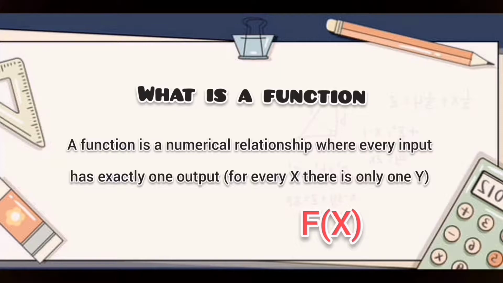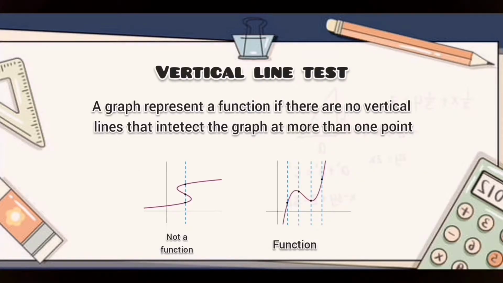So the symbol of a function is f of x, and there is a way to tell if something is a function, which is the vertical line test. The vertical line test says a graph represents a function if there is no vertical line that intersects the graph at more than one point. So as I said earlier, for every x there is only one y, which means a function should never cross the vertical line twice.